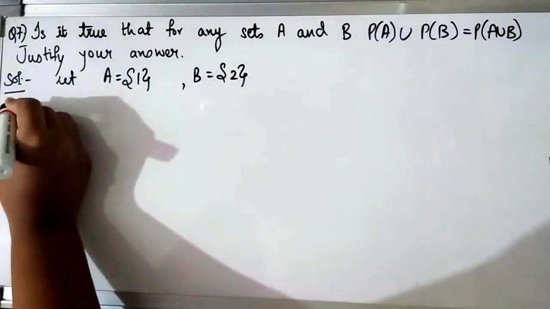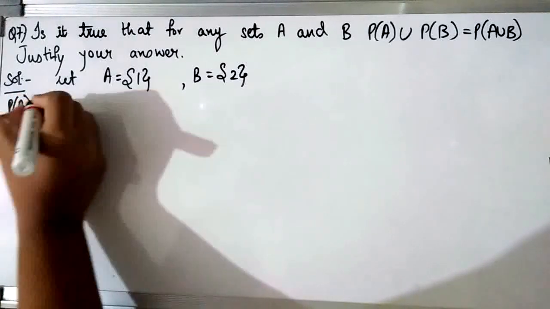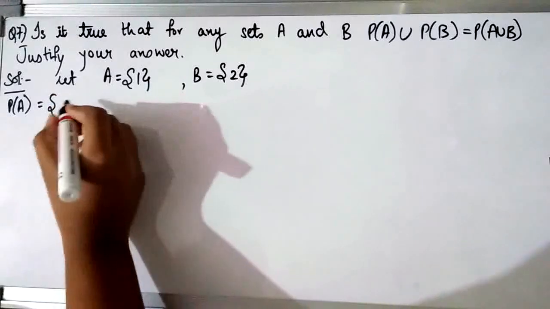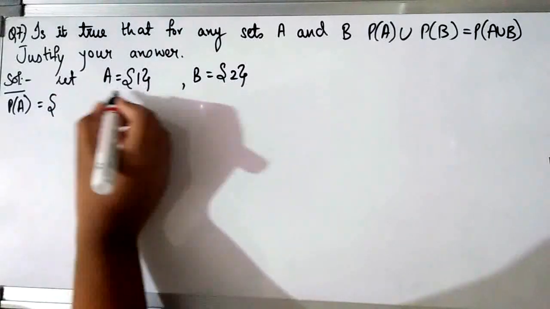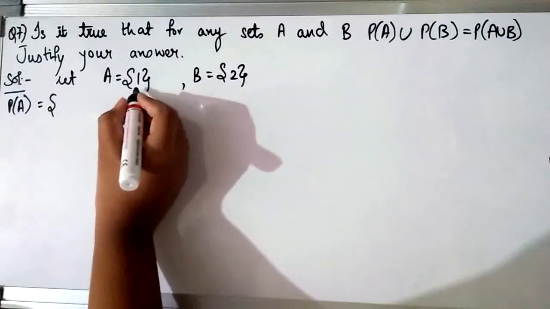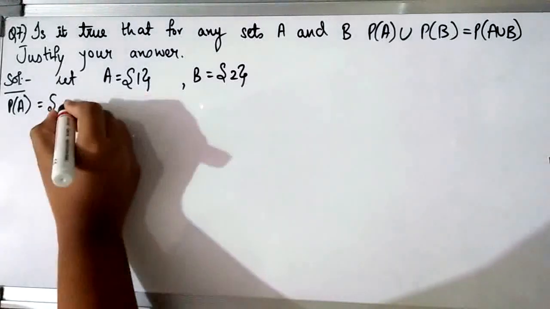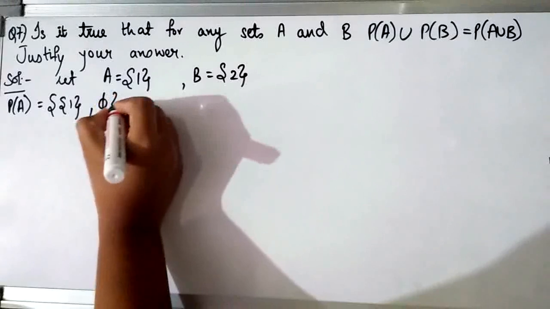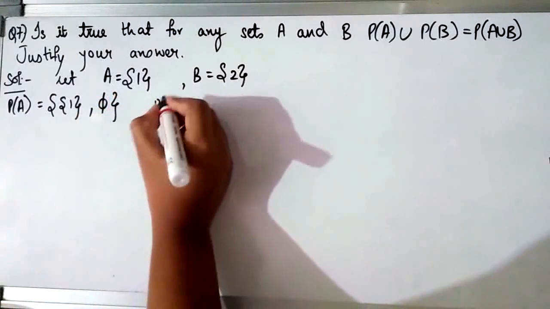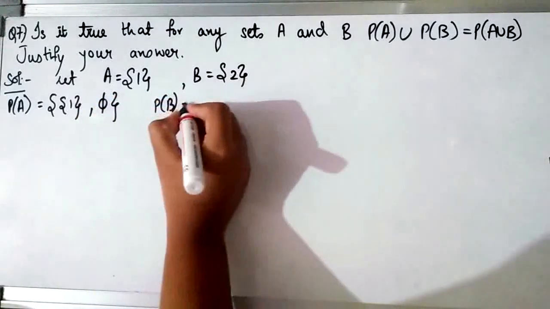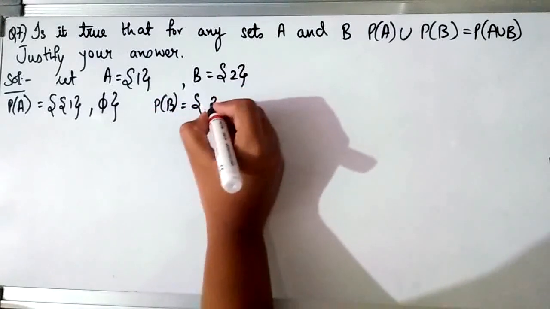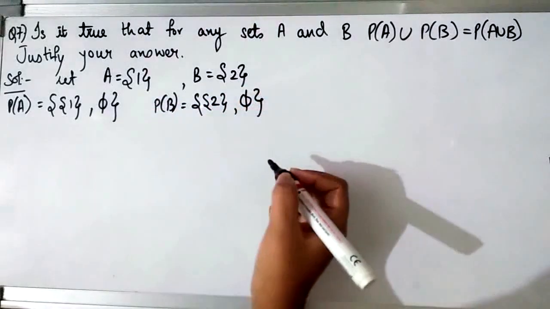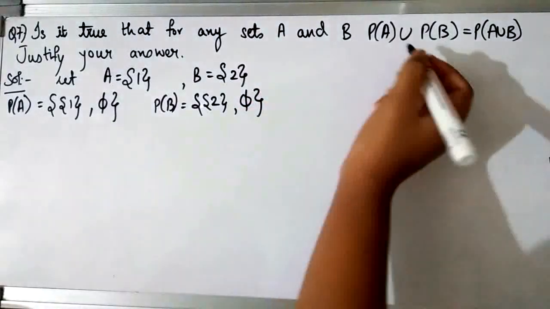Now what will be power of A? It is the set of all the subsets of A. So A has only one element, so it will have two subsets, that is {1}, the set itself, and an empty set. The power of set B will be the set {2} and an empty set. Okay, so let us take LHS and RHS.